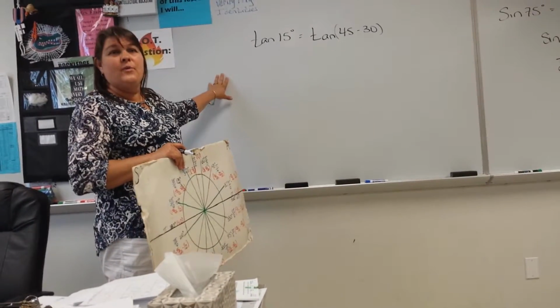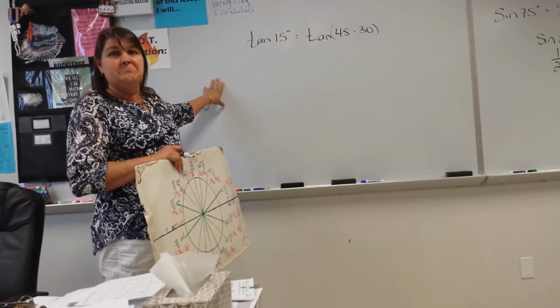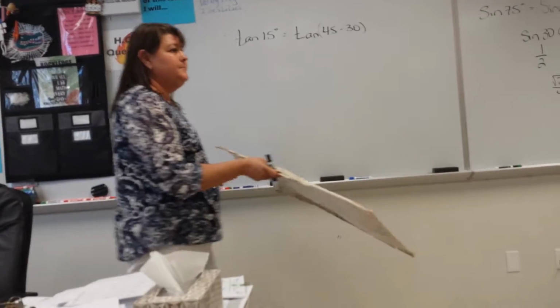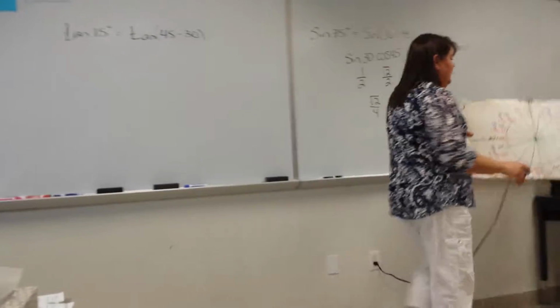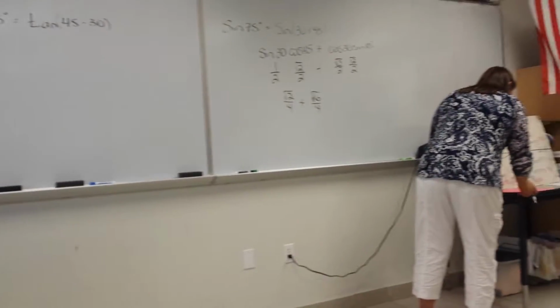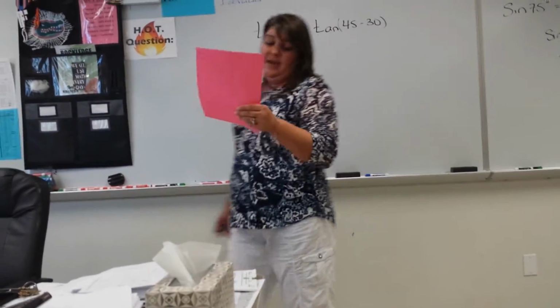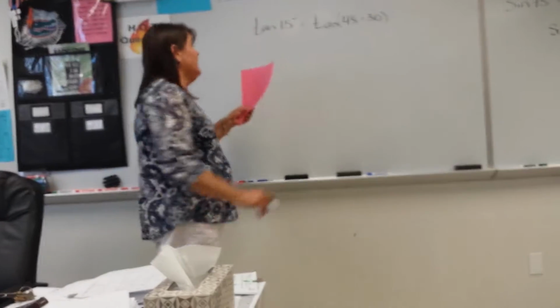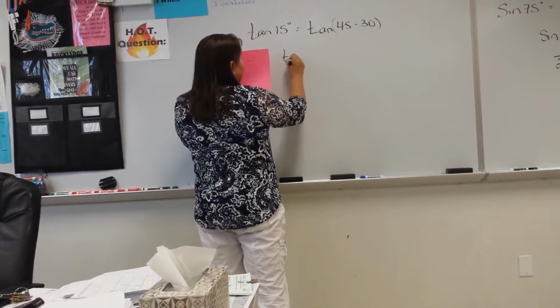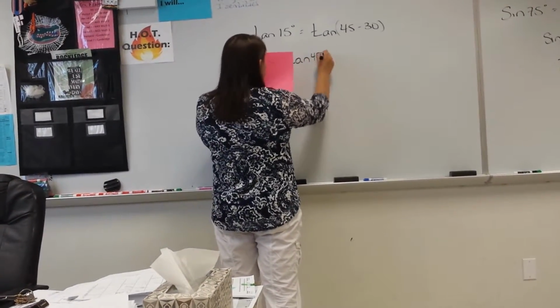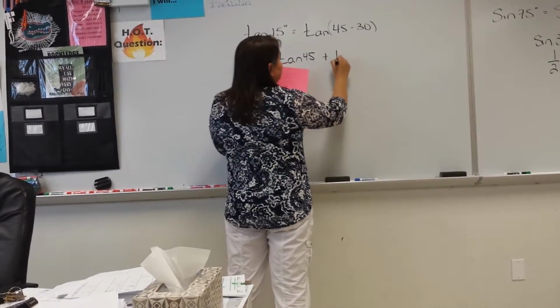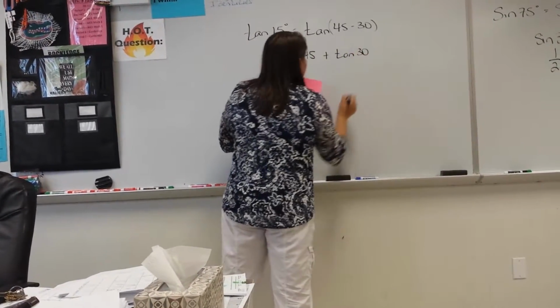Okay, so is everybody cool with 45 minus 30? Now, let's look at tan. What are we going to utilize? It's going to be subtraction, right? So it's going to be tan of A minus B, which is going to be tan of A, which is 45 degrees in this case, plus tan of B, which is 30 degrees.